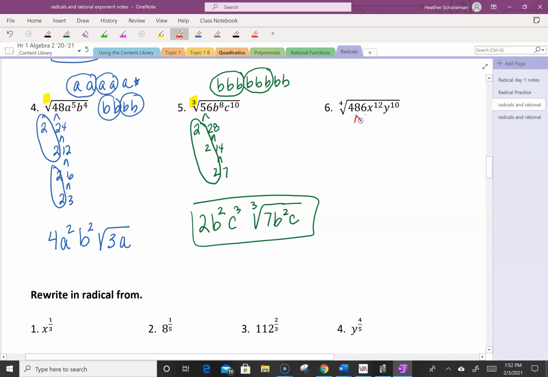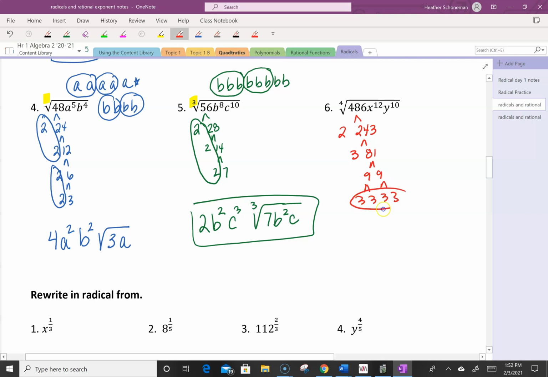Number 6, 486. Well, I got to simplify that. It's not a fourth root. If you put it into your calculator, if you took the fourth root of 486, you get a decimal. So that is an indication you're going to have to simplify the radical. So 486 divided by 2 is 243. Then I can do 3 and 81, whoops, not 88, 81. 9 and 9, and a bunch of 3's.